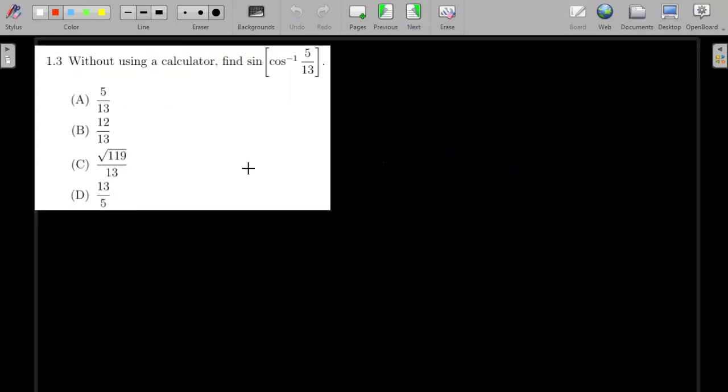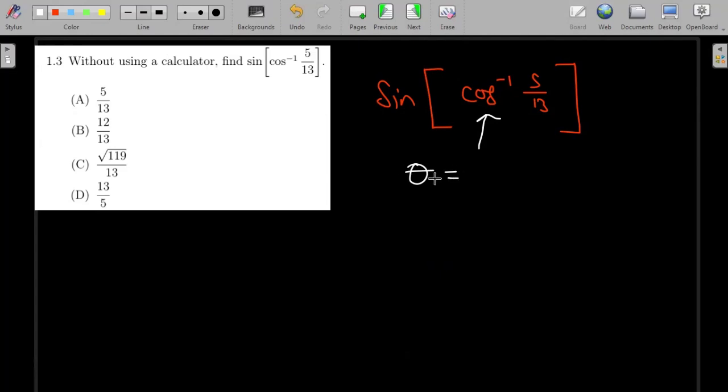Now question 3. Without using a calculator, find the exact value of sine, and in the brackets they've put cos inverse 5 over 13. What we have to know here is that whatever is in the brackets is just an angle, but it is being represented as a function of cosine. So let whatever is in the bracket be equal to theta. Theta is equal to whatever I have there.